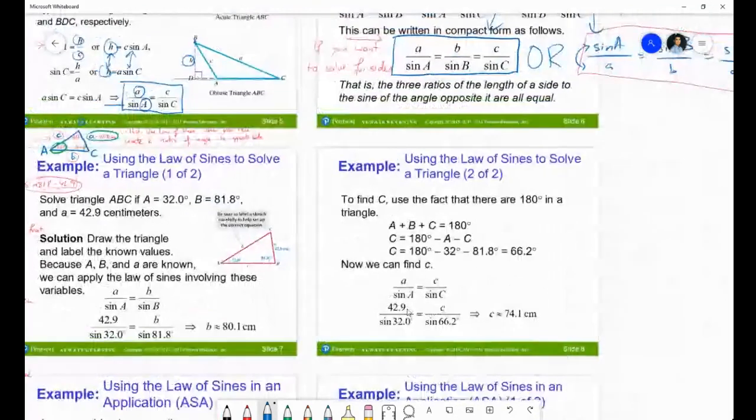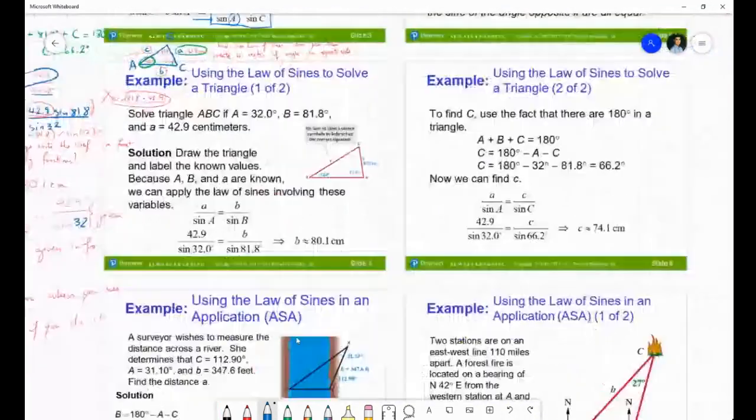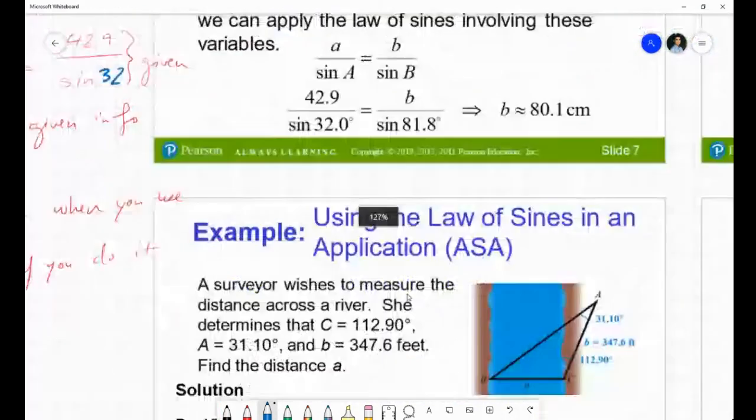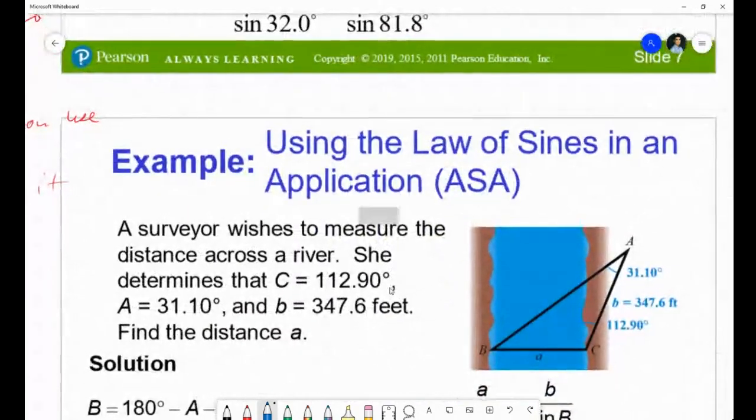Is that okay? Yes. All right, so let's look at this word problem here. And I'll give you a minute to try to do this one.